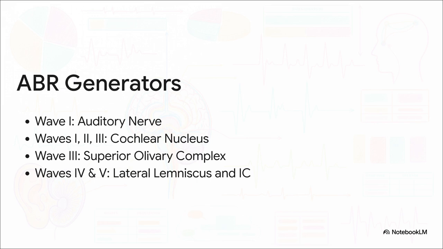And then there's that highly robust wave 5 that we rely on so heavily for threshold estimation. That reflects neural activity in the lateral lemniscus and the inferior colliculus right up in the midbrain. Knowing this mapping intimately is exactly what allows us to confidently use ABR for site of lesion testing. If we spot an abnormal interwave latency, say between waves 1 and 3, we can pinpoint exactly where a retrocochlear pathology, like an acoustic neuroma, might be compressing the nerve or the brainstem.